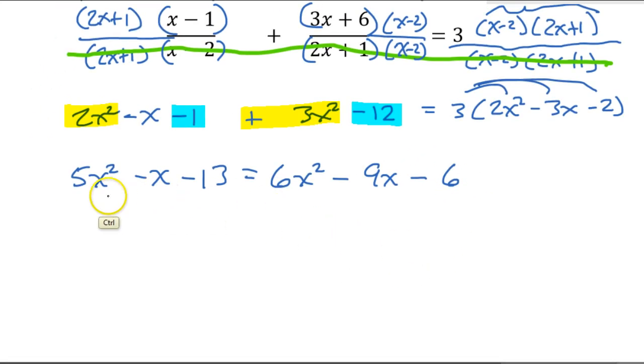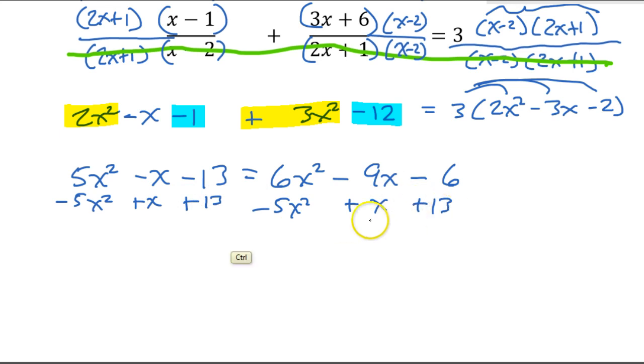Now I'm going to put everything on one side of the equation. So I'm going to subtract 5x squared from both sides. I'm doing it in this direction, so I get a positive x squared. I'm going to add x to both sides, and I'm going to add 13 to both sides. So that's going to give me 0 equals x squared minus 8x plus 7.